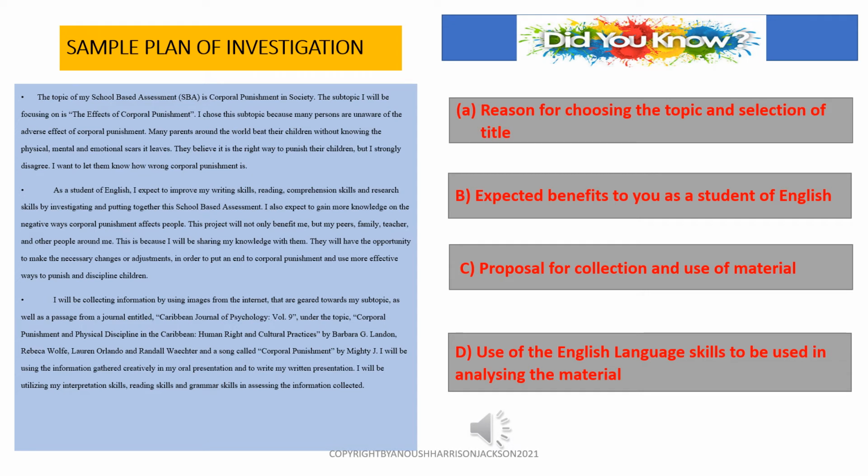Your plan of investigation, your POI, should contain the following information. A, your reason for choosing the topic and the selection of the title. B, expected benefits to you as a student of English. And C, proposal for collection and use of material, and of course, the English language skills to be used in analyzing the material. So let's get more in depth where the plan of investigation is concerned.